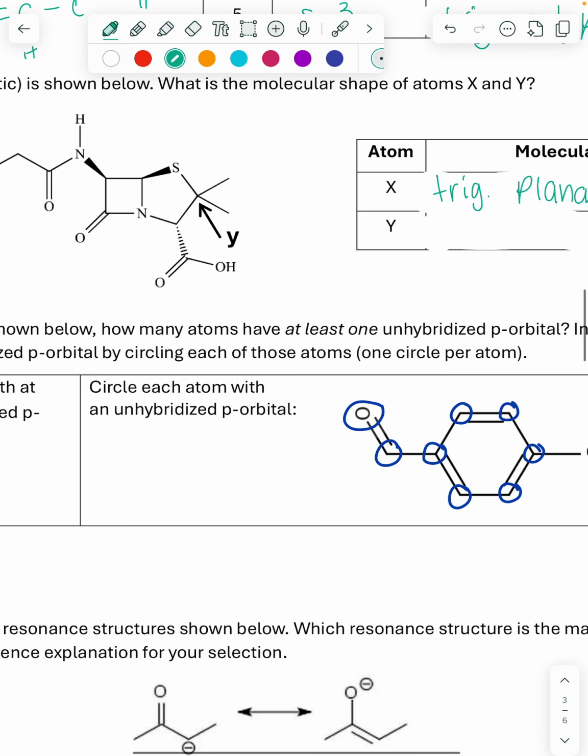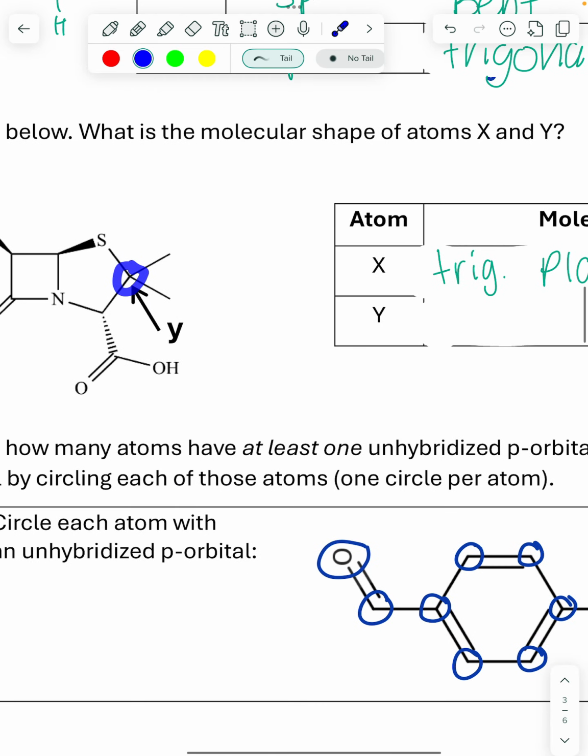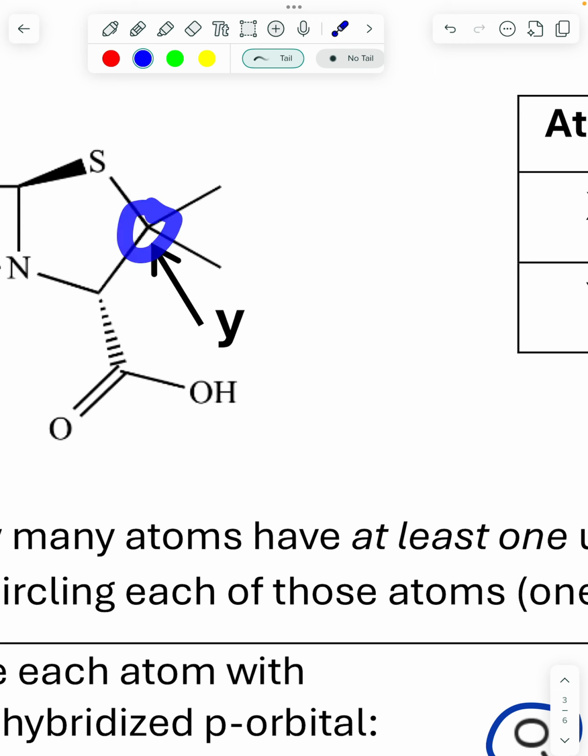All right, now this Y is looking at that carbon right there. And we already see all the bonds that this carbon is bonded to. This carbon is bonded to 1, 2, 3, 4 things, no lone pair. So this is an sp3 hybridization in tetrahedral shape.